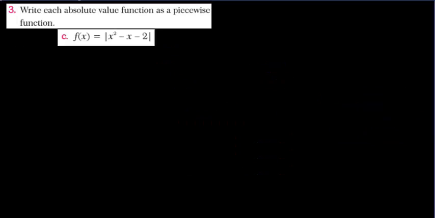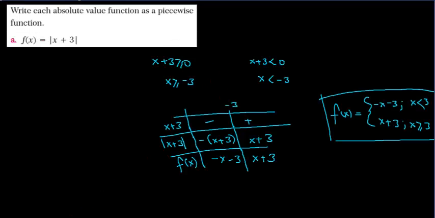Okay. The next question, quadratic absolute value. So x squared minus x minus 2, like the previous one, will be greater than 0.